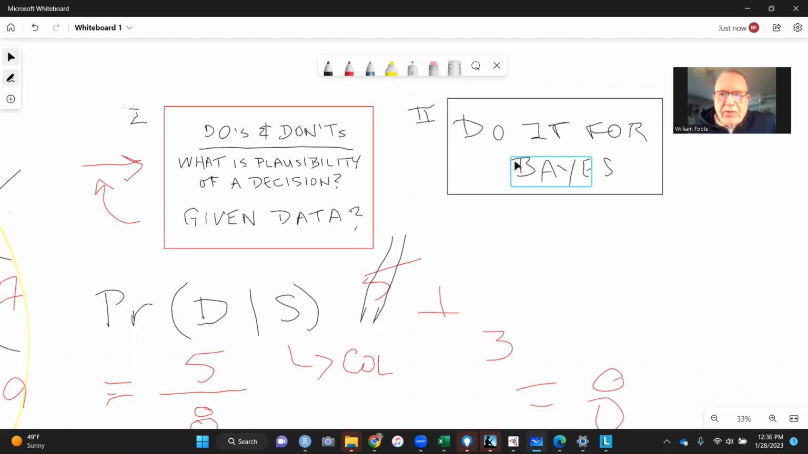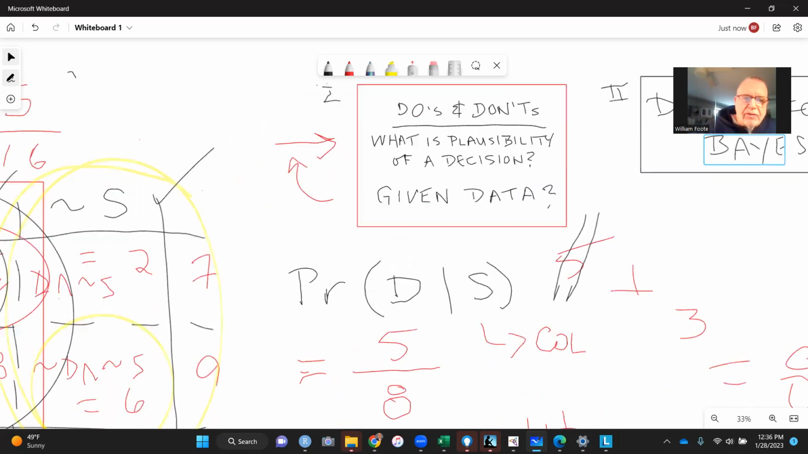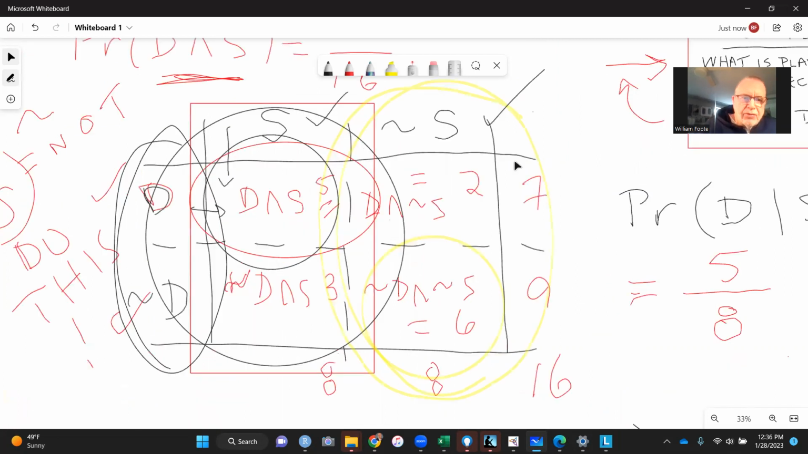Hi, this is Bill Foote, and it's the second round of trying to figure out what to do with conditional probabilities and so on. The do's and don'ts. We ask the question, what is the plausibility of a decision D given data S? The do there was to place decisions in a column along this side. And if we look at that, it looks like this over here. There's a decision, D and not D.